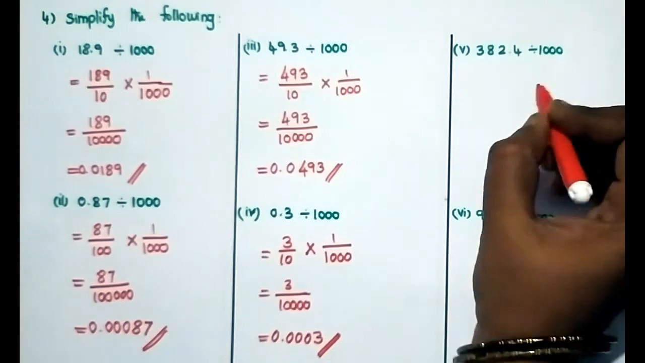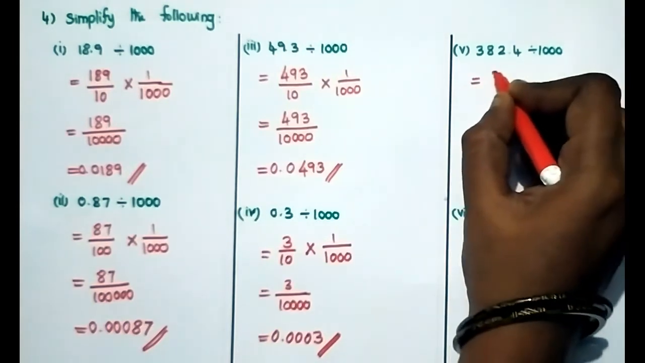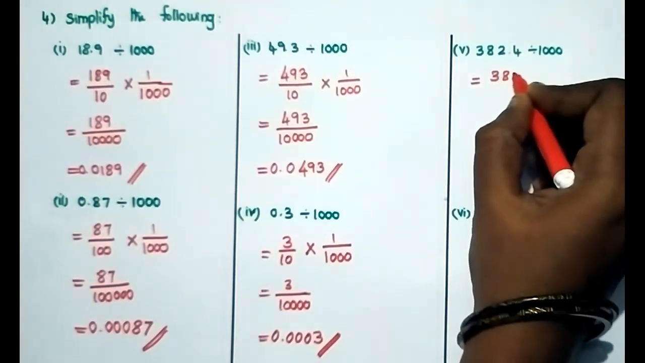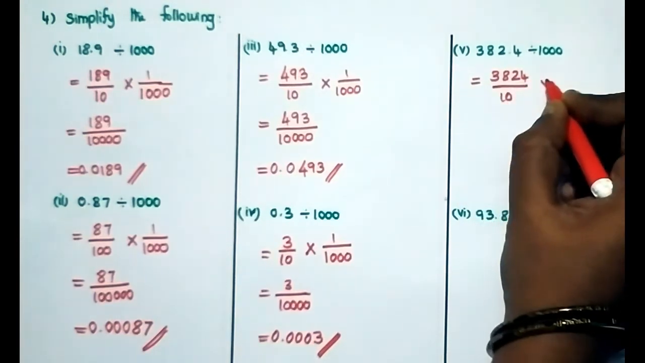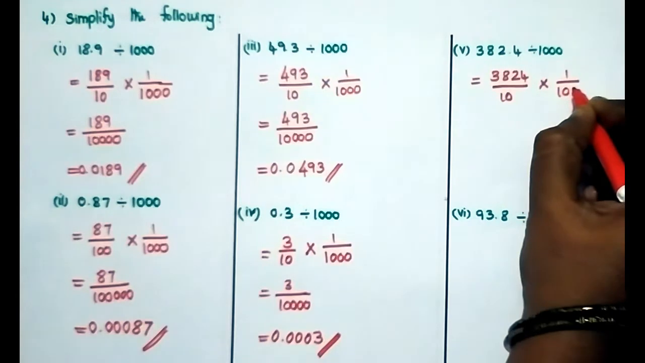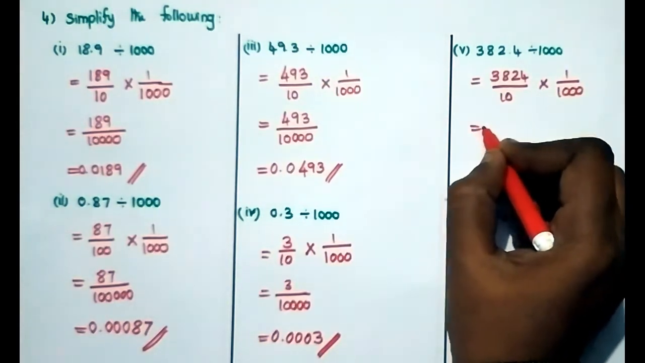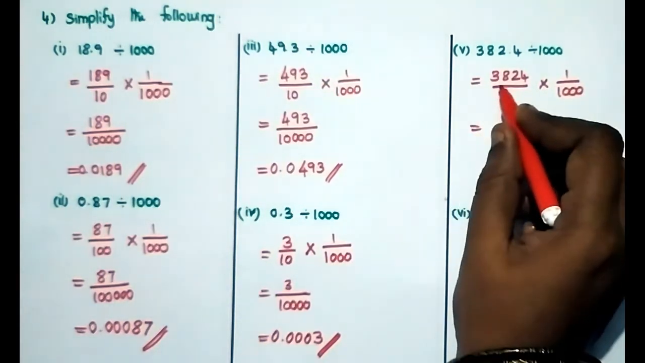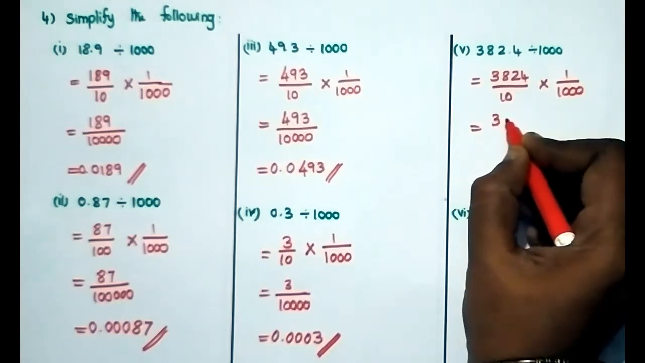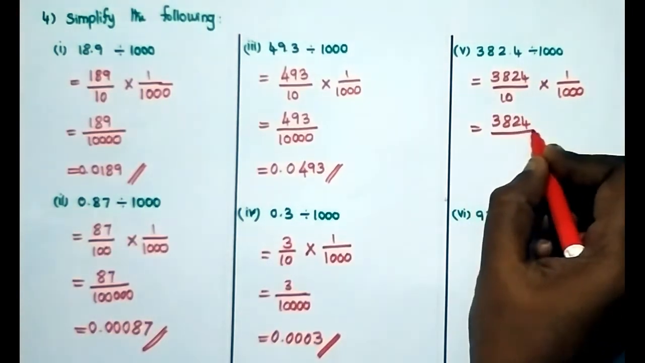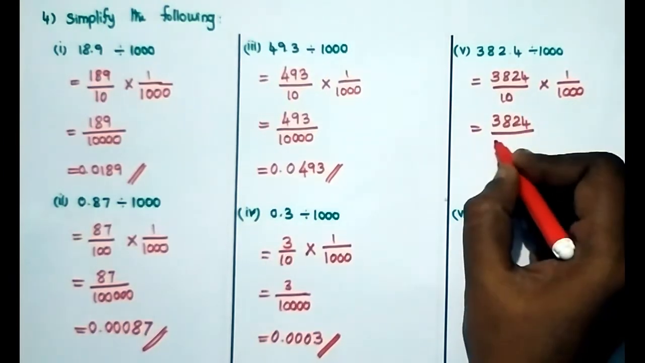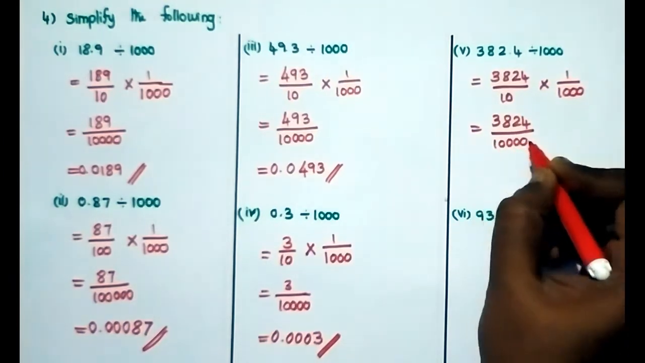Next one, 382.4 divided by 1000. So 3824 divided by 10 into 1 by 1000. So 3824 into 1, 3824, and divided by 10 into 1000, 10,000.